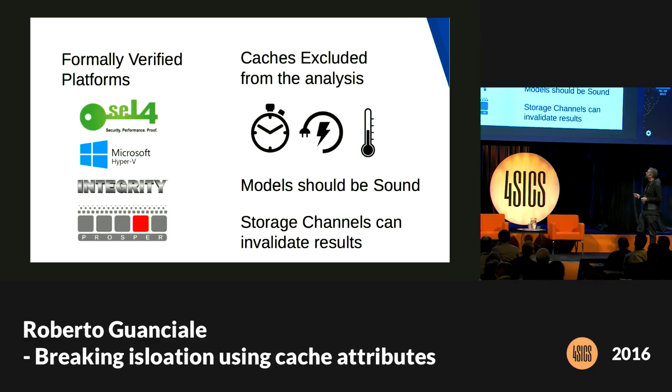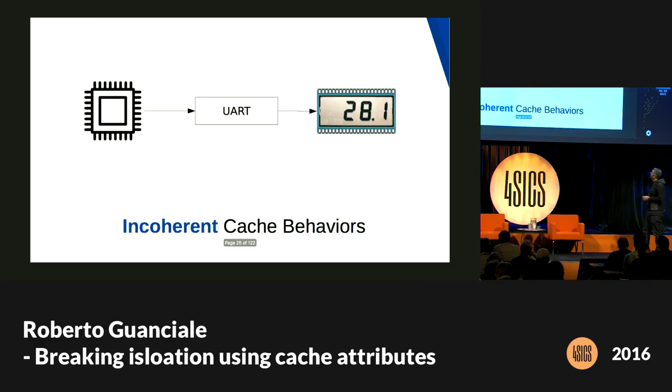What we found are new storage channels, so a new vector that has never been used before to attack both confidentiality and integrity of secure systems using cache. So a little bit of background on how cache works. The idea is that cache should be transparent. When I develop an application, I should not care about the existence of cache, right?